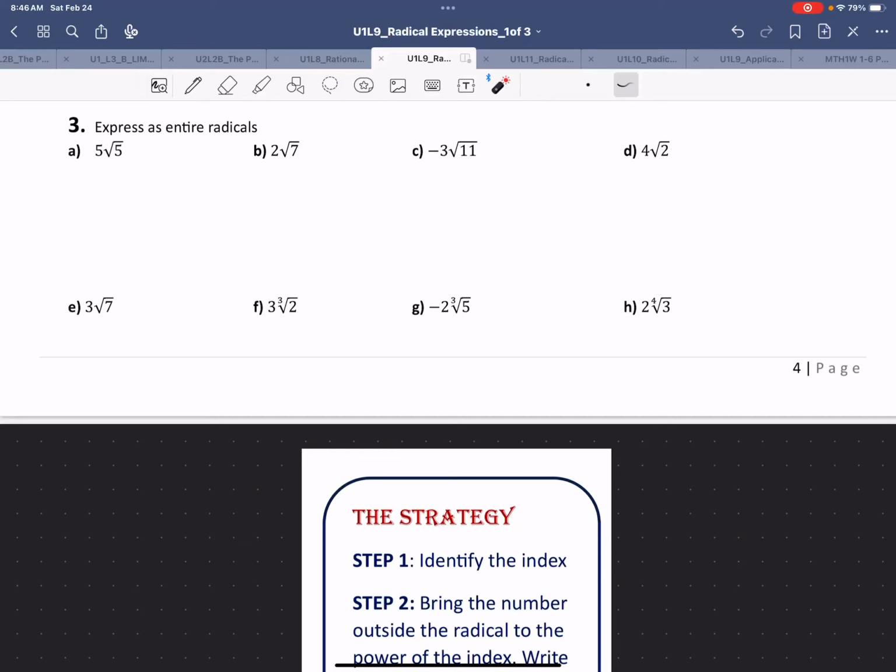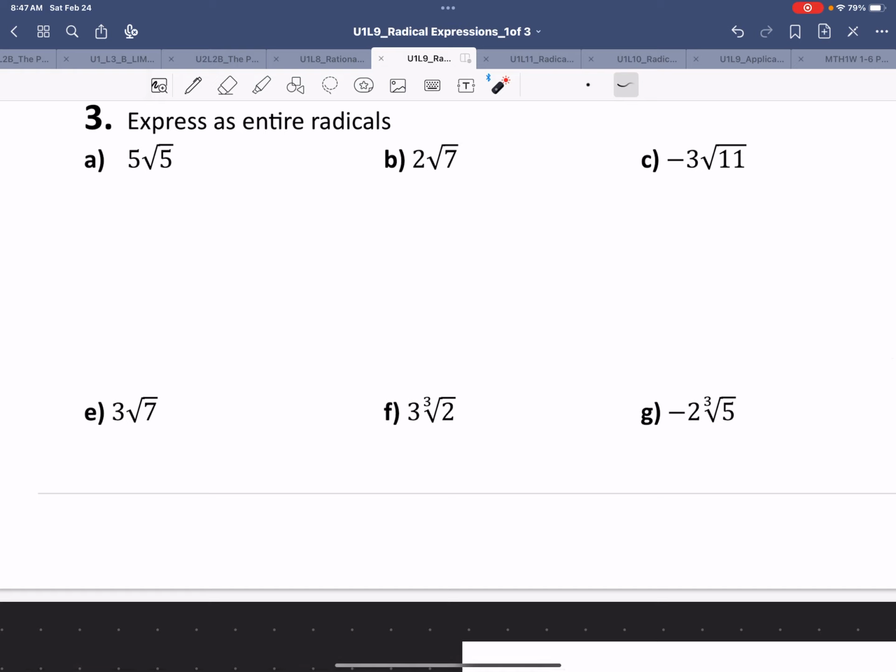Let's practice some questions where we have to convert mixed radicals into entire radicals. Remember, mixed radicals are expressed as a product of two terms where one is in radical form and the other is in a non-radical or regular form. To express this as an entire radical means that we need to write it as a radical with a coefficient of either plus or minus 1, but nothing else in front of it.